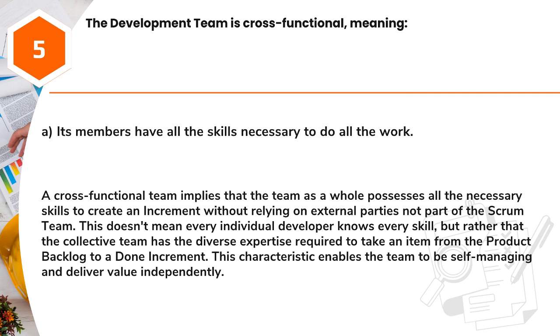A cross-functional team implies that the team as a whole possesses all the necessary skills to create an increment without relying on external parties not part of the Scrum team. This doesn't mean every individual developer knows every skill, but rather that the collective team has the diverse expertise required to take an item from the product backlog to a done increment. This characteristic enables the team to be self-managing and deliver value independently.